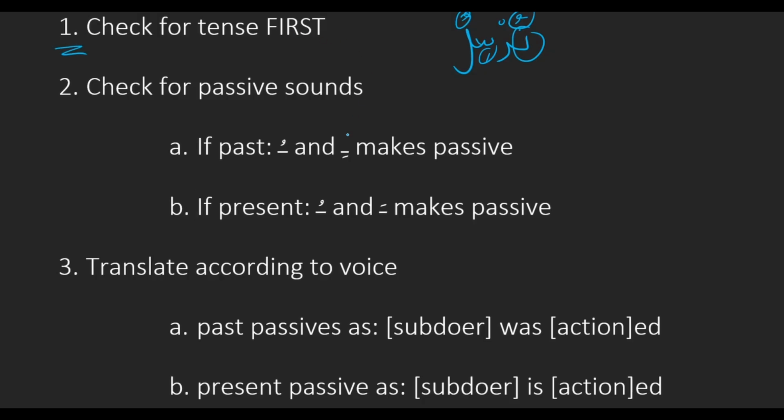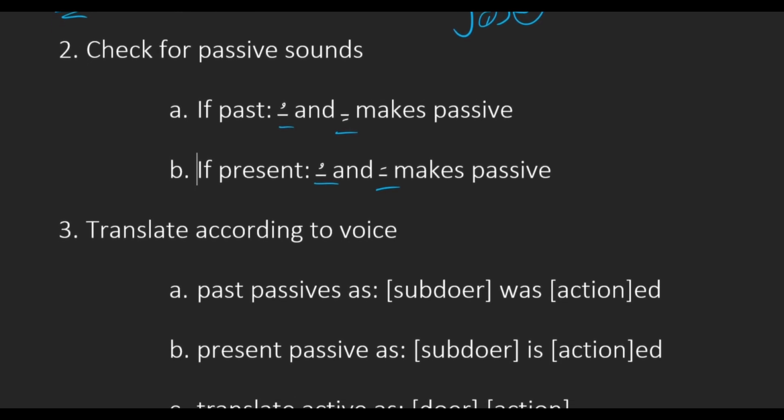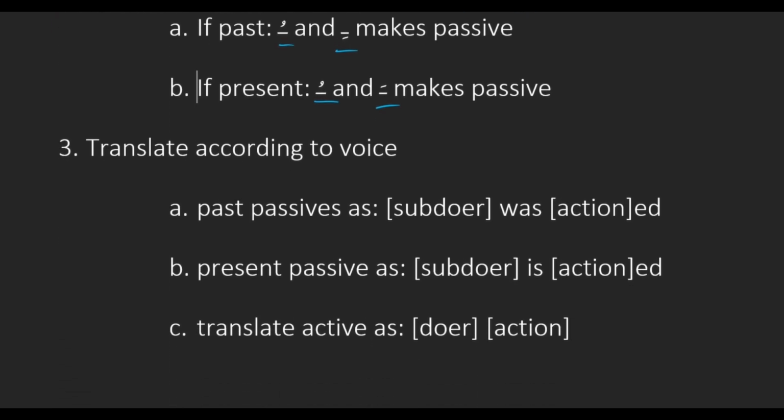And then once you've checked for your tense, you can check for your sounds. So if you found that it's a past tense, you'll check for u and e. If you found that it's a present tense, you'll check for u and a. And if you find those sounds, then you know it's passive. And if you don't, then it is active? Exactly. And then once you've determined the voice, meaning whether it's passive or active, then you can translate.